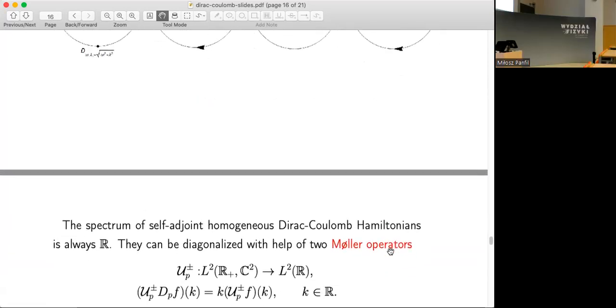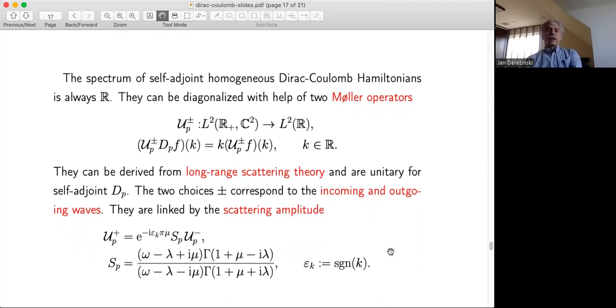I assume so. Now, you can compute various other things about Dirac-Coulomb Hamiltonians. For instance, one can diagonalize them. Diagonalizing in quantum mechanics often means some kind of scattering theory. Now the Coulomb potential is long range, so this is actually not the simplest scattering theory. In any case, one can define two Møller operators. One is kind of incoming and the other outgoing.